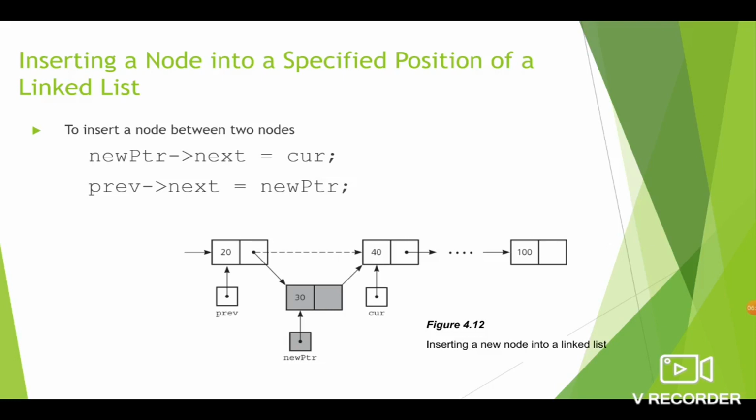What are the changes I need to do? The new pointer next is current node and the previous pointer next is new pointer. So these are the changes I have to make. After insertion, 20 is not at all linked with 40, 20 is linked with 30 and 30 is linked with 40. So in order to make this, you have to do some pointer changes.